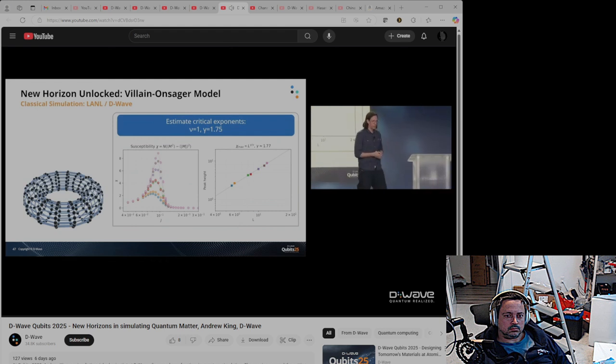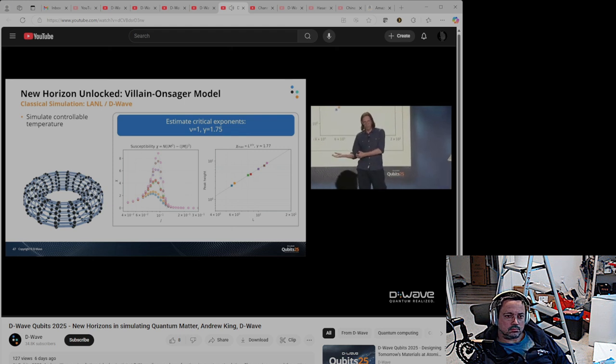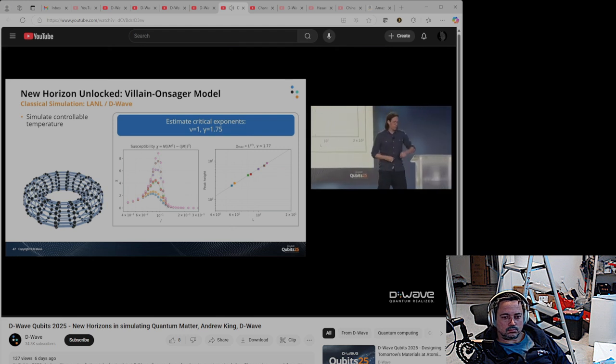Finally, I'm just going to mention quickly another work with Pratik Sathe at Los Alamos National Lab. They're doing a simulation of the Villain-Onsager model. Now, this is a model where we're simulating a variable temperature, but we're doing it in a quantum annealer. So we're doing a classical simulation with a quantum annealer now. We're simulating a temperature by tuning the strength of the classical terms, and then annealing very slowly. It's a classical simulation, but it's very hard to do.